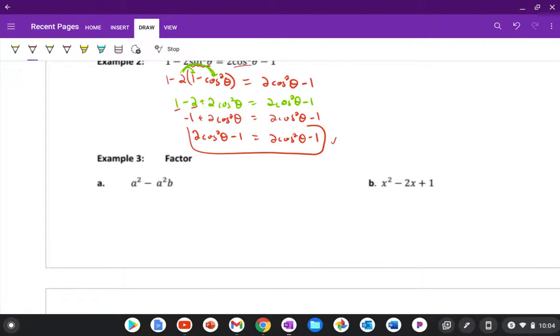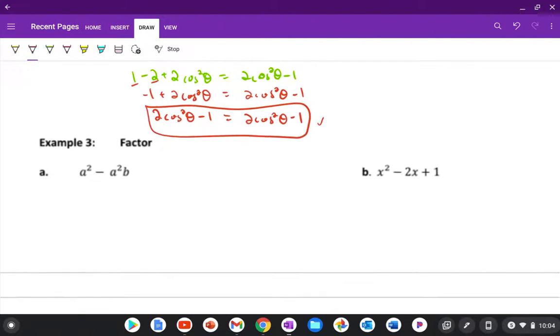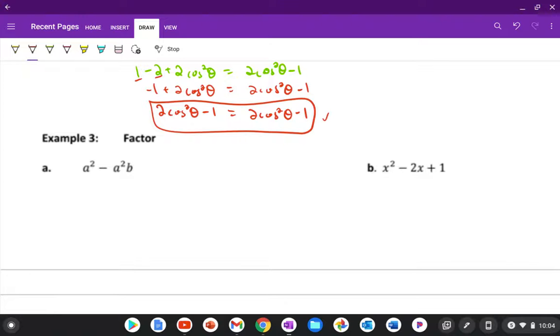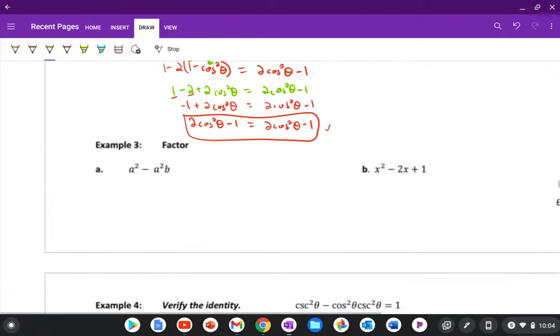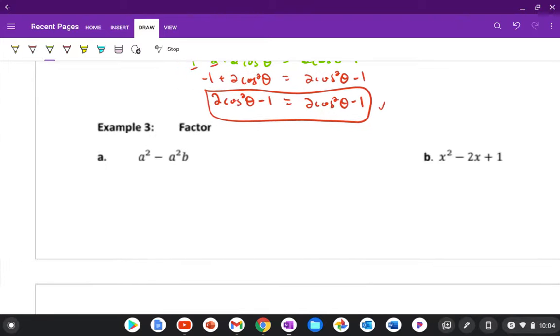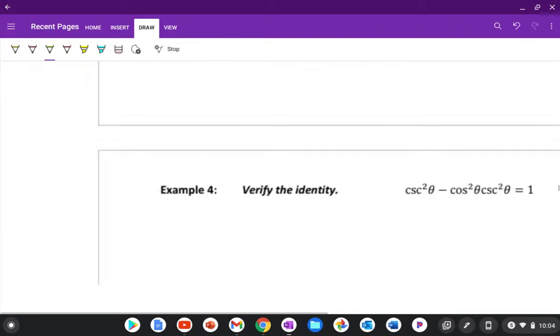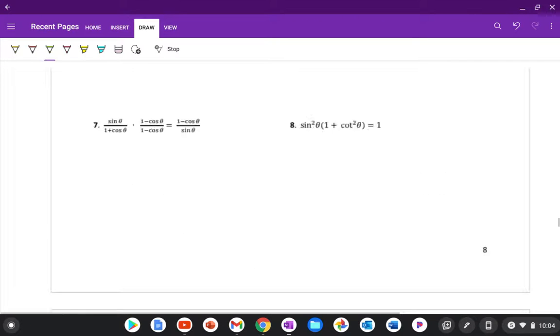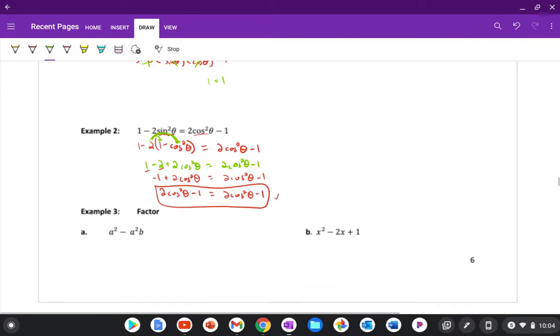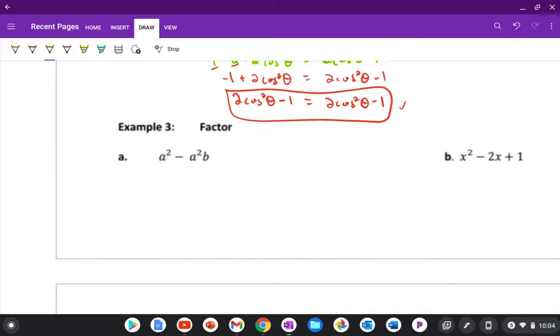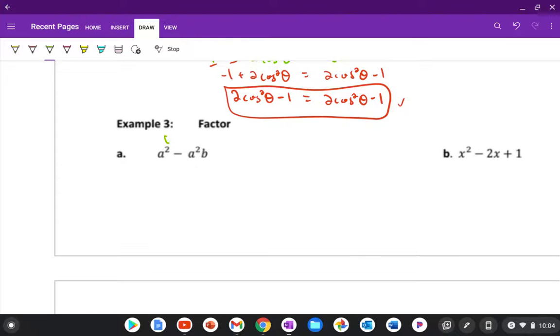Almost done. All right. So the next part, they actually want you to do a little warm up with factoring because you're going to be needing to do some factoring in this next section. So it's just a little rejuvenation of your factoring skills. This is just 2 terms. Sorry, not sure why that keeps happening. This one is 2 terms, a squared minus a squared b. So whenever you see 2 terms, think GCF, pull out a GCF. So in this one, we'd pull out an a squared, and we'd be left with 1 minus b.